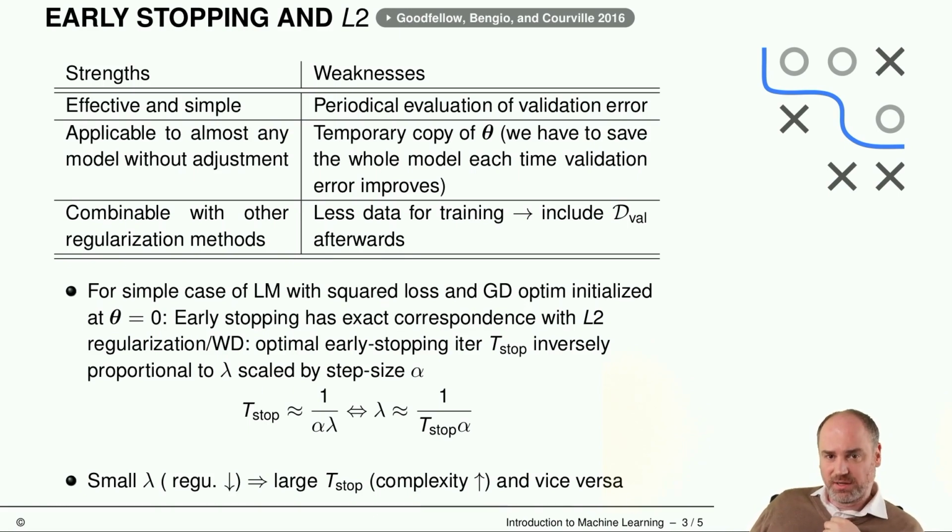because at some point we want to go back in time when the validation error hasn't decreased enough. We can actually argue that, especially for the simple case of linear models with squared loss and with gradient descent, and if we start at the origin, then early stopping has pretty much an exact correspondence with L2 regularization.